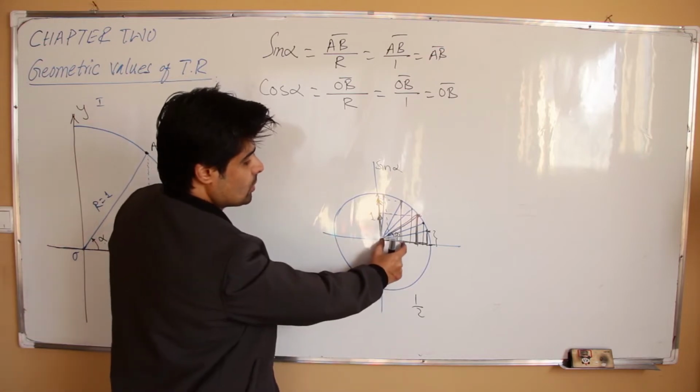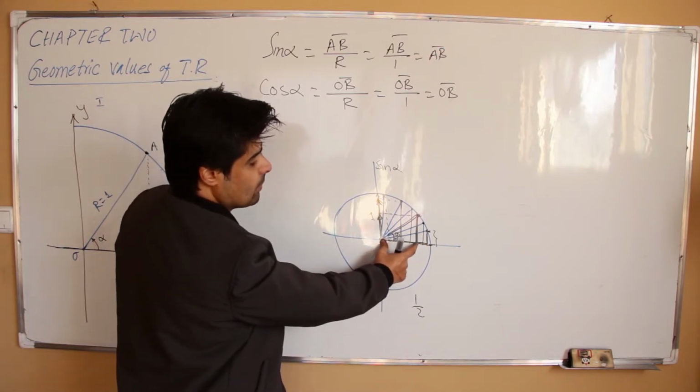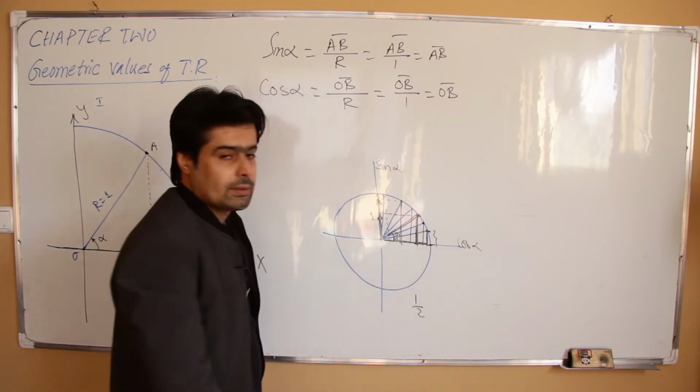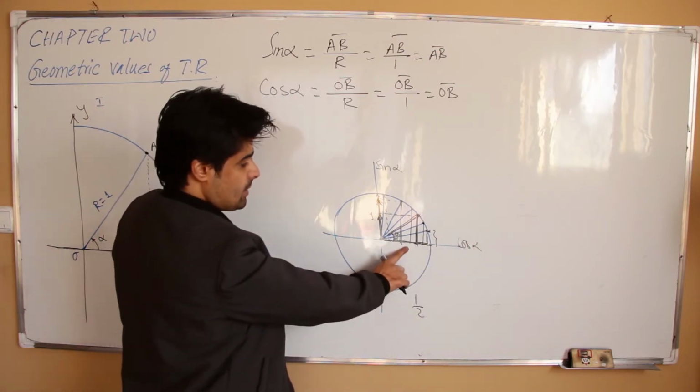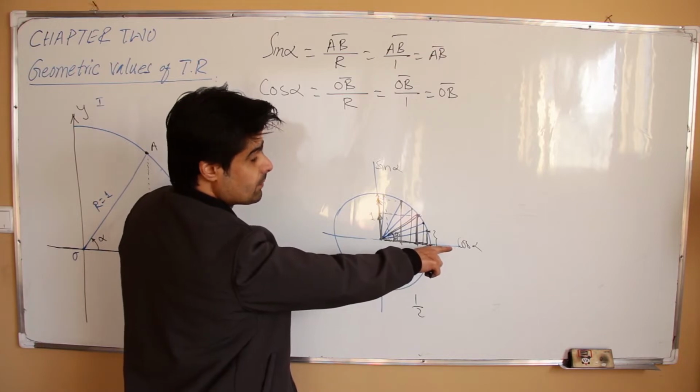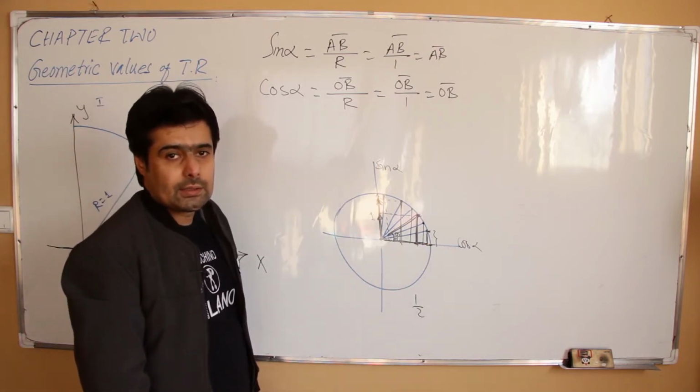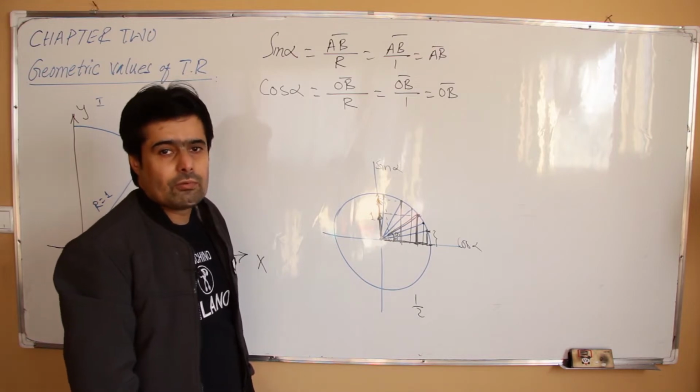This line shows the value of cosine, so it is called the cosine axis. The x-axis is called the cosine axis, and the y-axis is called the sine axis in trigonometry. I think you have got it.